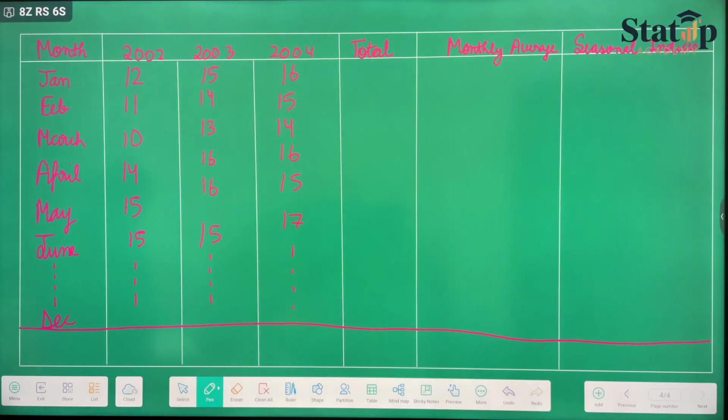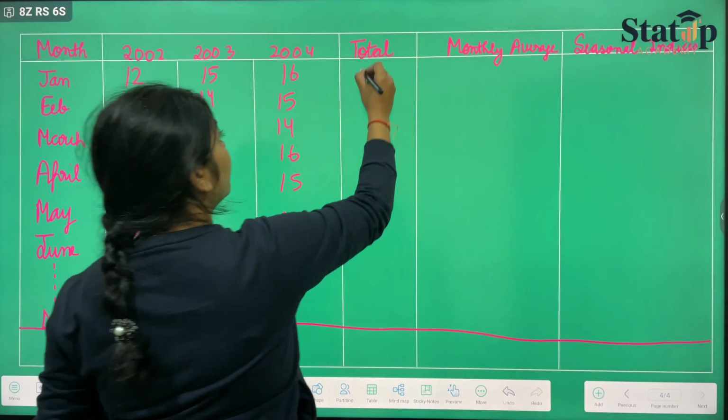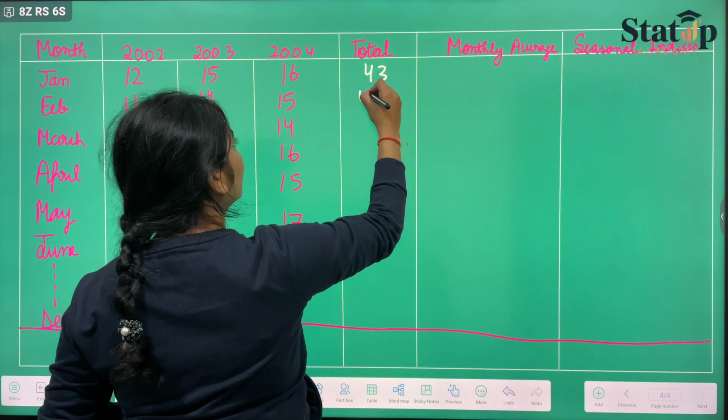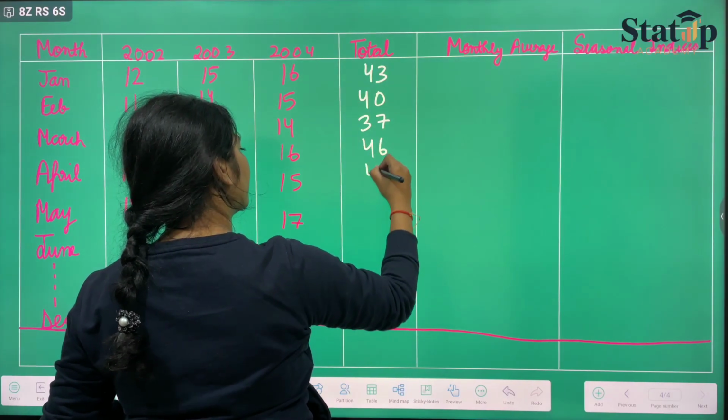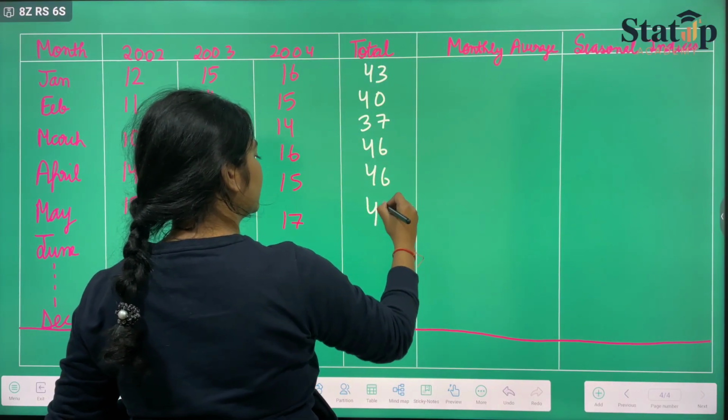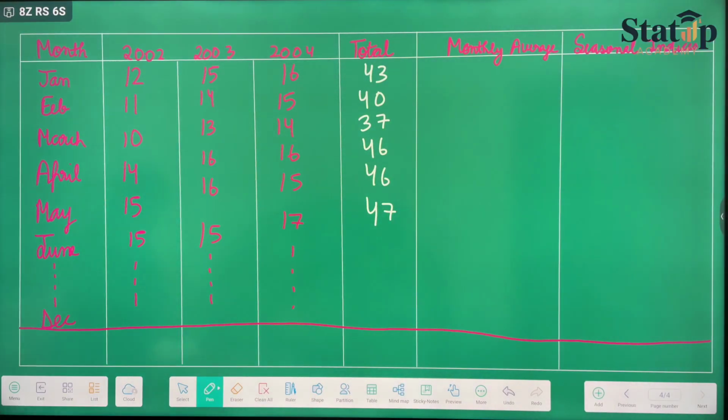What are the total of these? This is 43, 40, 37, 46, 46, 47. I guess this is the right way. Yes.